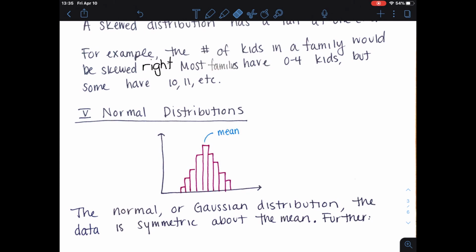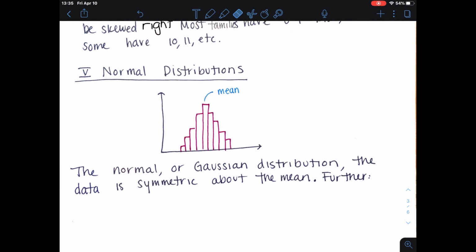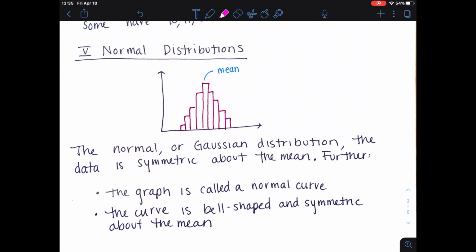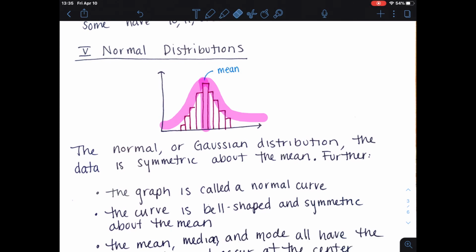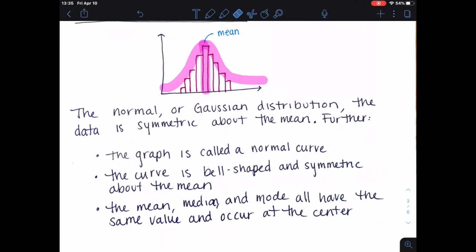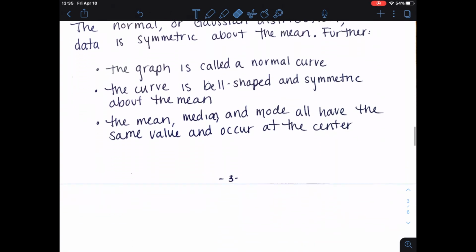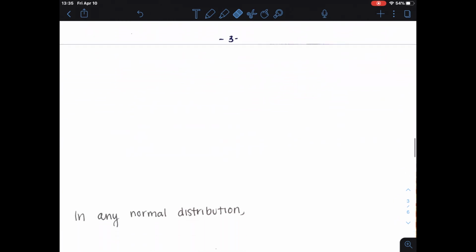So this is called the normal or Gaussian distribution. So it's symmetric about the mean. So this shape we have is going to be a normal curve, and it's going to be bell-shaped. So if you were to kind of outline all of the data points, it's going to look like a bell. And it is symmetric about that center point. And the great thing is the mean, median, and mode are all going to be exactly the same for the normal distribution. On top of that, we can actually know about where the data is going to lie.